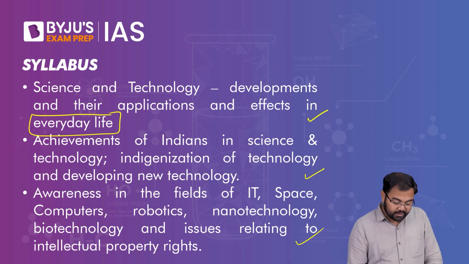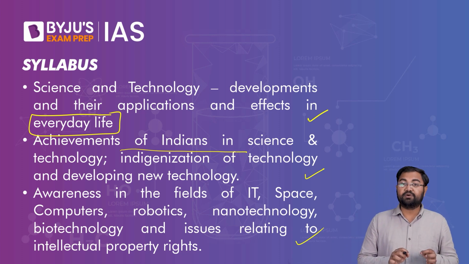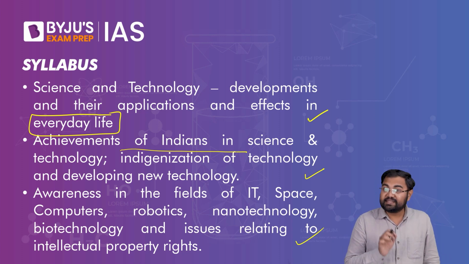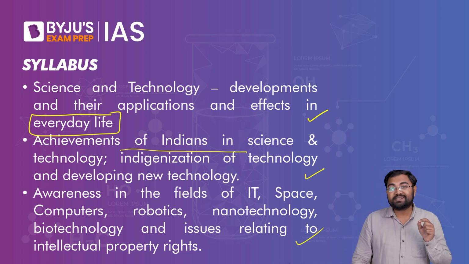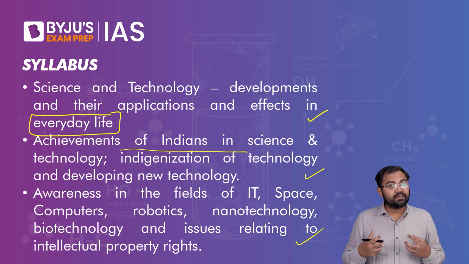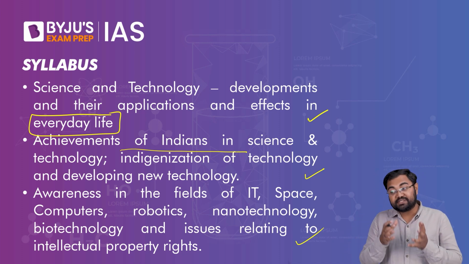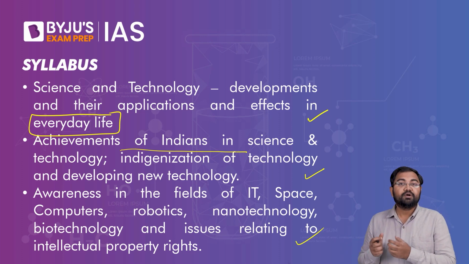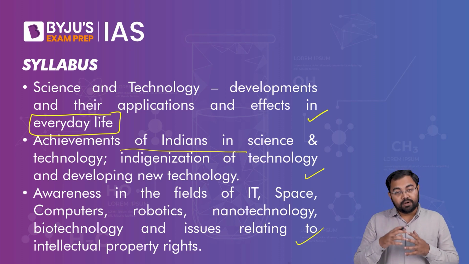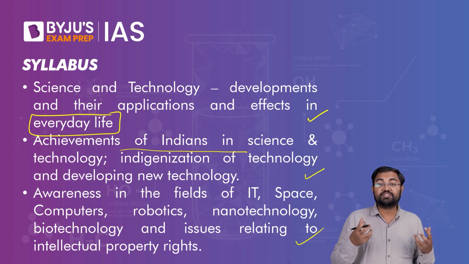The second point is about achievement of Indians in science and technology, indigenization of technology, and developing new technology. Now when we say achievement of Indians in science and technology, again just understand this, that this does not mean that you'll start learning about each and every scientist. It's not going to ask you about the biography of a scientist. It is not going to ask you a scientist centric question, but rather the questions would be based on the organizations that we have in India, all the things that we have achieved as a nation. This is what it means by achievement of Indians.